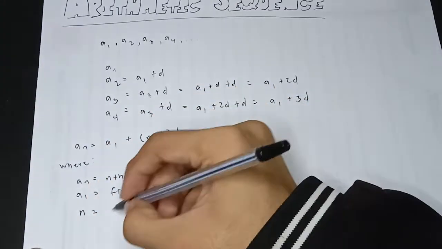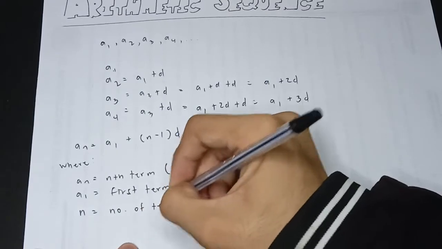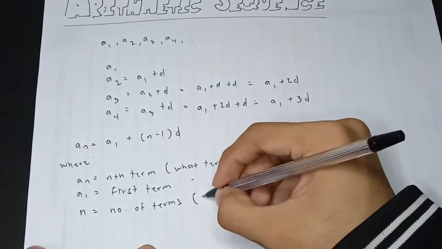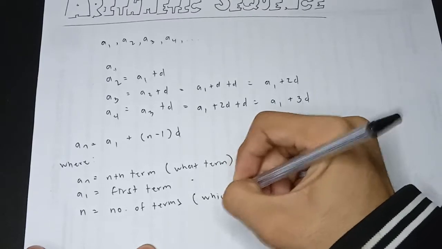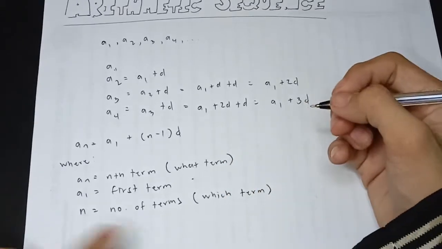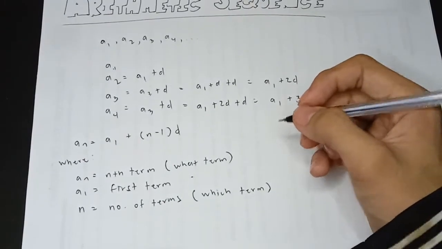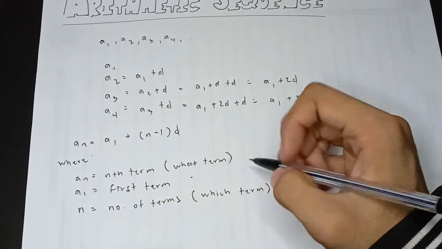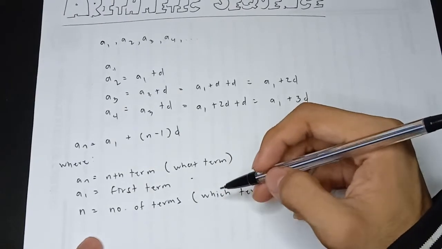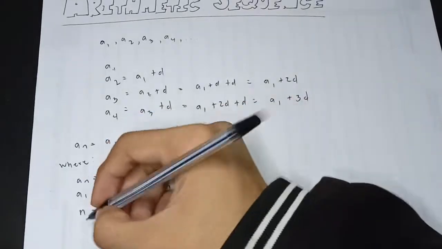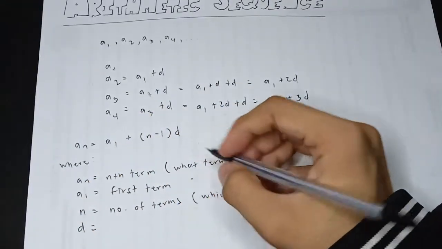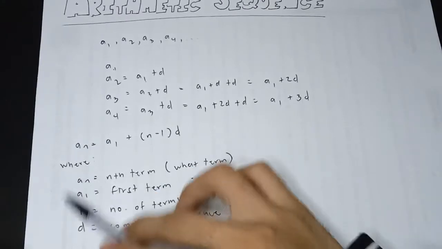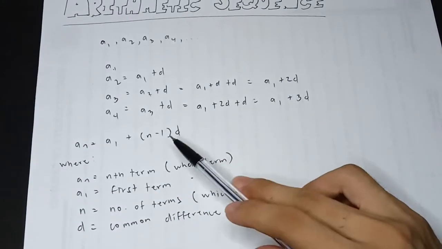Meron tayong n, number of terms. Okay, meron tayong kung ilang terms meron doon sa sequence na yon. And meron tayong clue word yan na which term. Which term ba? Tama, which term? Ano po? Aling term? Alin, hindi ano ha? Not what, which term. Okay? So, ito yung meron tayo mamaya sa ating mga problems na makikita natin itong mga clue words na to. Okay? And also letter D. Itong D natin, that is the common difference. So, these are the variables na makikita natin sa ating formula ng arithmetic sequence.